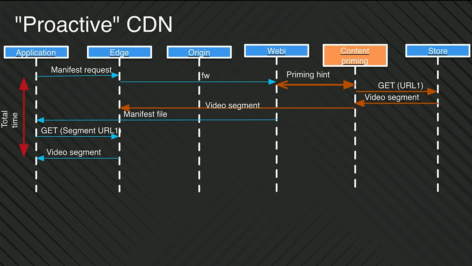And the content priming service uses that hint to prefetch all of these individual video segments that it knows the client is going to need and start sending them to the closest edge cache, right? And if we are successful, we can do this before the manifest file response actually gets to the client. That way, after the client has parsed the file and starts sending out requests, by the time those requests get to the edge cache, the responses and the video segments are already there. This way, we can minimize the amount of time.